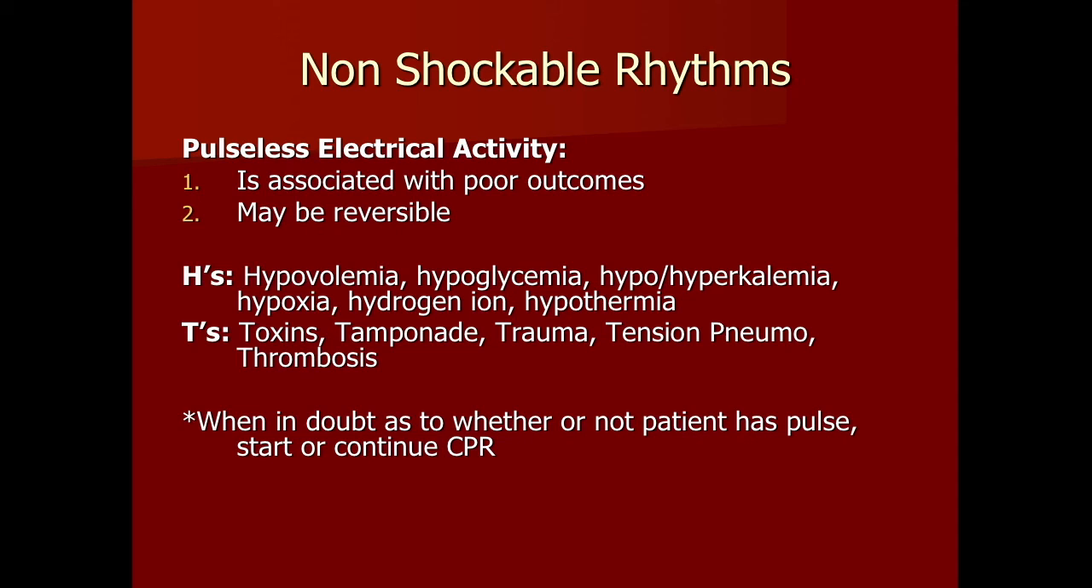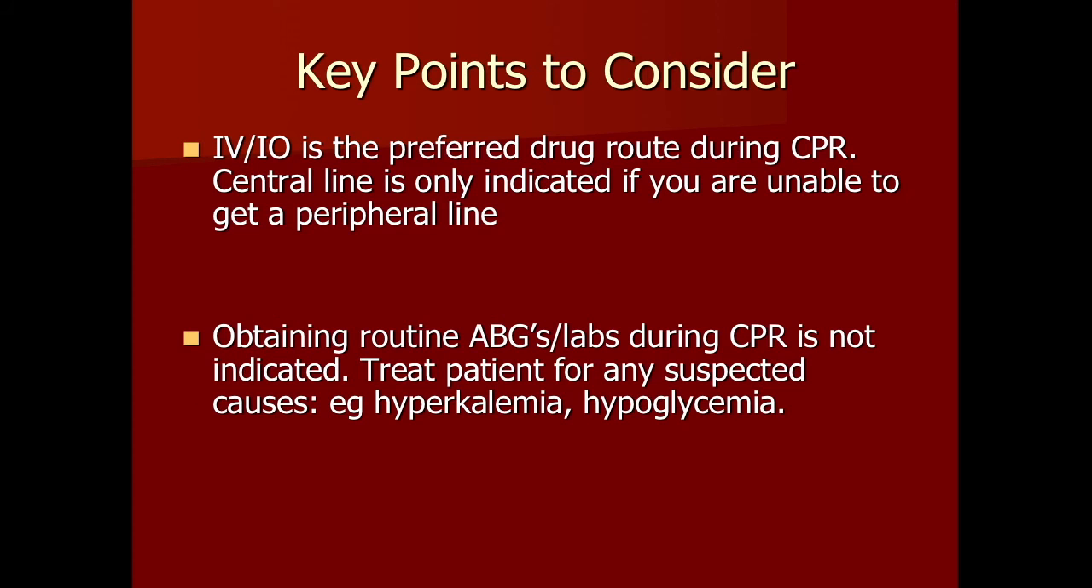When in doubt as to whether the patient has a pulse, you want to start or continue CPR with effective chest compressions. Key points to consider: your IV or your intraosseous, your IO, is the preferred drug route during CPR. A central line is only indicated if you're unable to get a peripheral line. The IO is available throughout the hospital. There are trained members who can put in the IO. It's available during codes, in the ICUs, and in the emergency department.